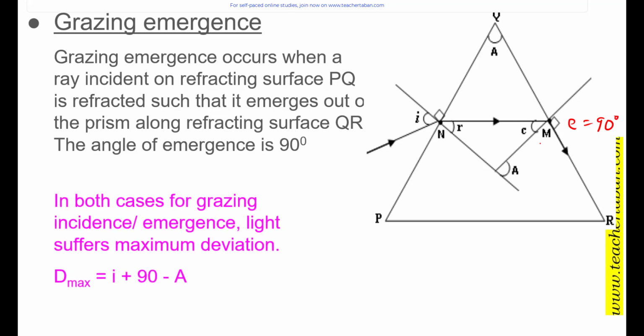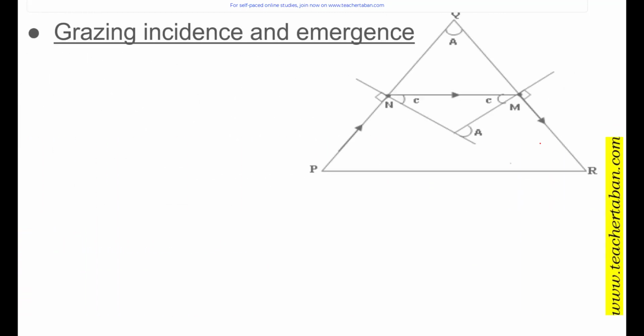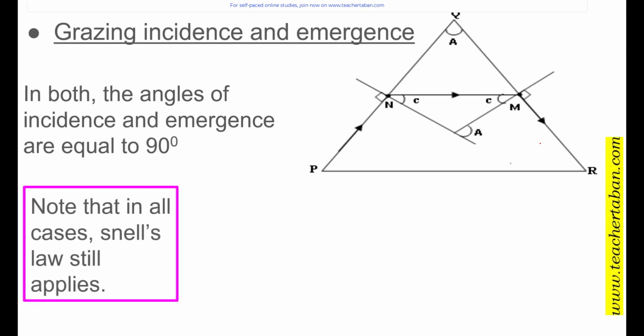So in both cases, whether you have the grazing incidence or emergence, the light suffers a maximum deviation. Then we can also have both of them like that. That's what we just saw. In case we have grazing incidence and grazing emergence, then we have 90 degrees on both sides: angle of incidence 90 degrees, angle of emergence 90 degrees.